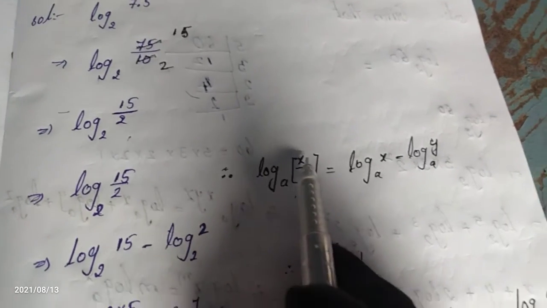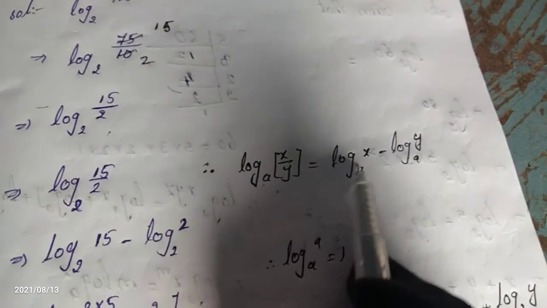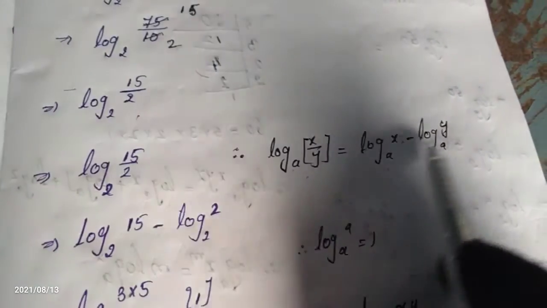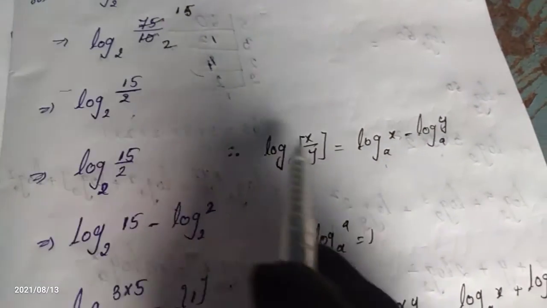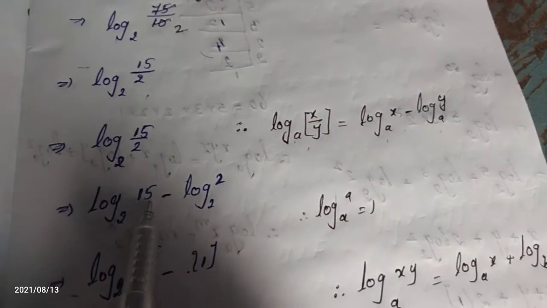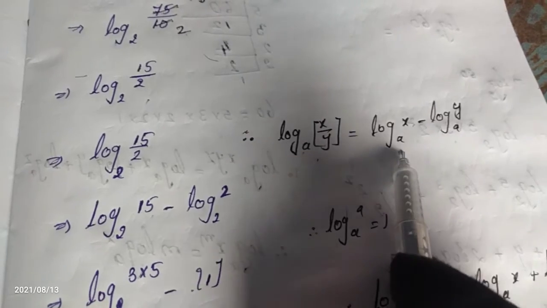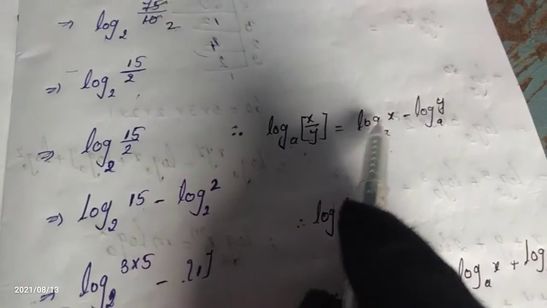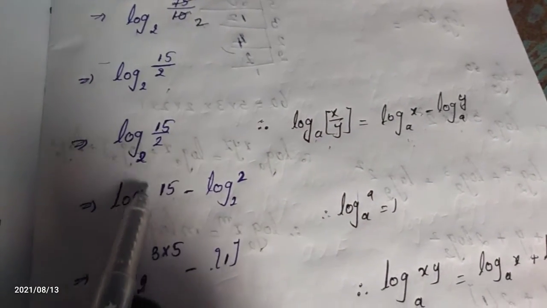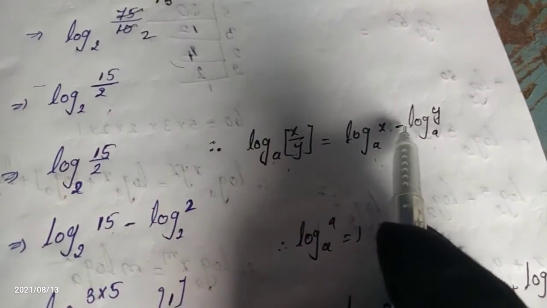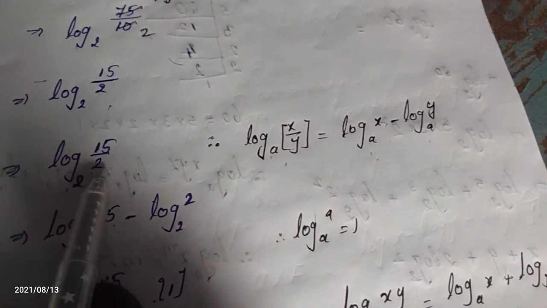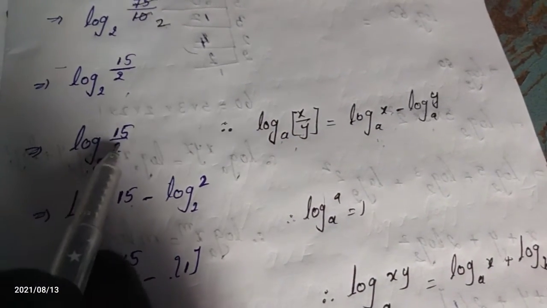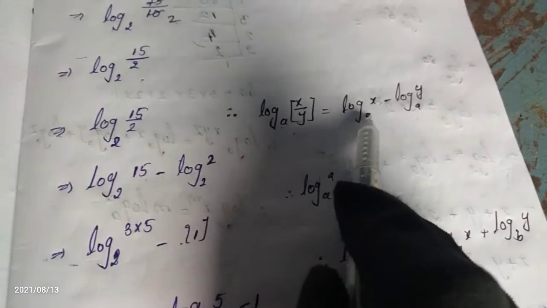Second law, what is that? Log x by y to the base a equals log x to the base a minus log y to the base a. Our expression is in the form of the LHS, and we have to convert it into the RHS. Log x to the base a means log 15 to the base 2, I am writing here, minus as it is, log y to the base a means log 2 to the base 2. I am converting LHS to RHS.